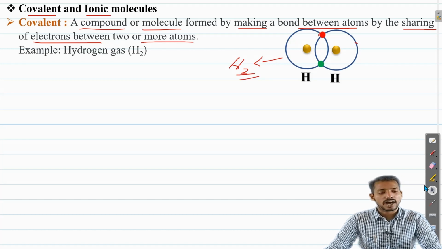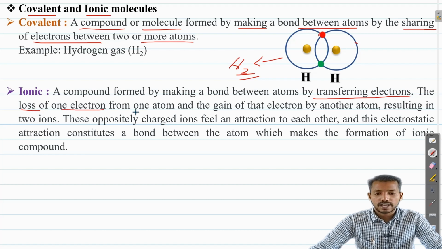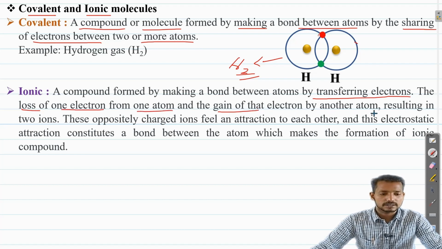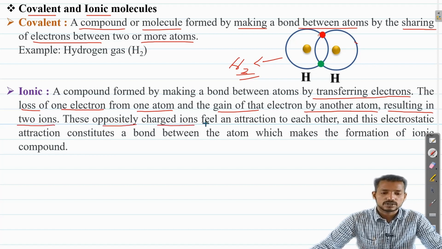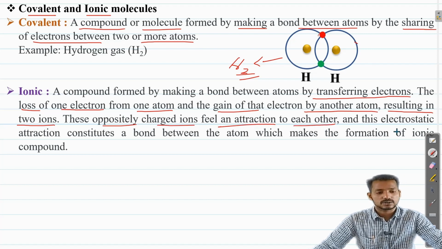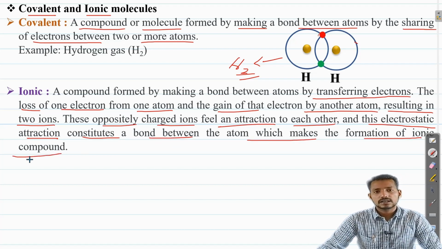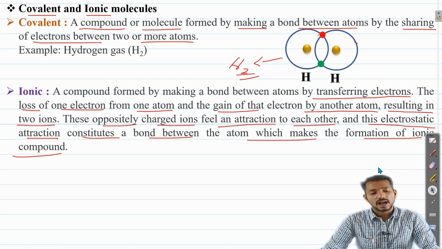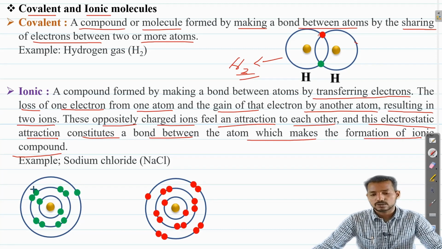Now let's discuss the case of ionic compounds. An ionic compound is formed by making a bond between the atoms by transferring electrons. One atom loses 1 electron and another atom gains that electron, resulting in 2 ions. The oppositely charged ions feel an attraction toward each other, that is the electrostatic force. This electrostatic attraction constitutes a bond between the atoms, which forms the ionic compound. Let's discuss sodium chloride, because we already said in chapter 3 that sodium chloride is an ionic compound.